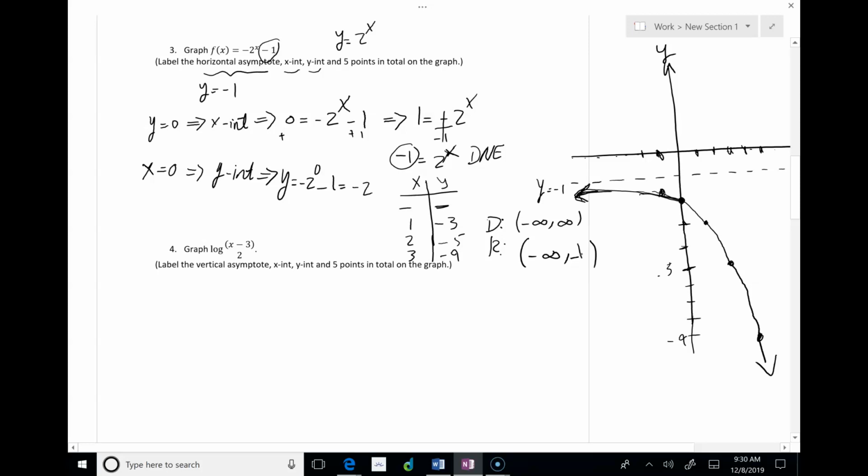Okay. So that's the graph of y equal to negative 2 to the power x minus 1. We'll continue to the second video for the next few questions.